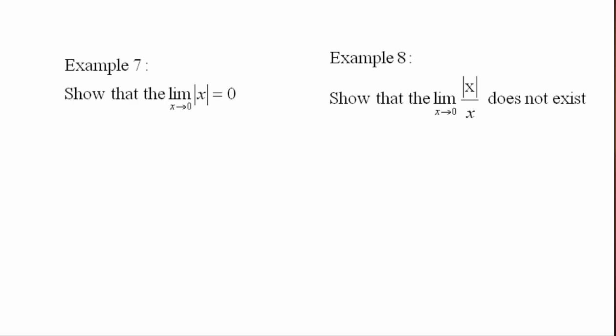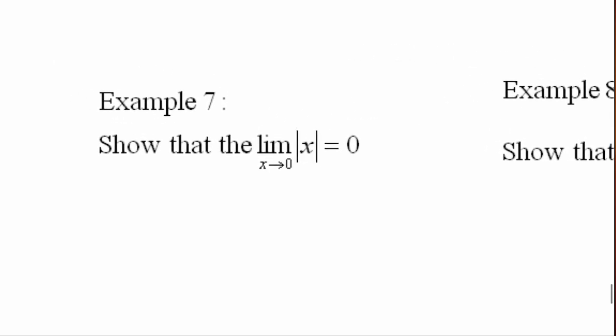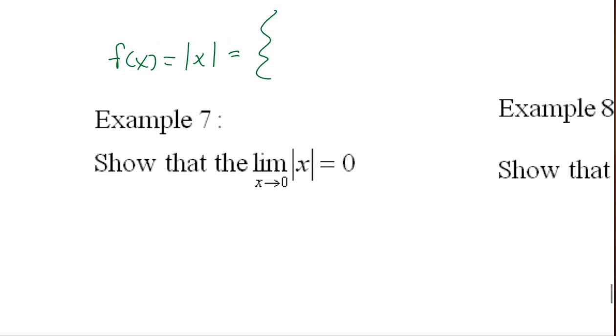So the first thing I want to do for 7 is rewrite the absolute value as a piecewise function. So please rewrite that as the opposite of x when x is less than 0, and positive x when x is greater than or equal to 0. And that's what makes our V. That is a really bad V.